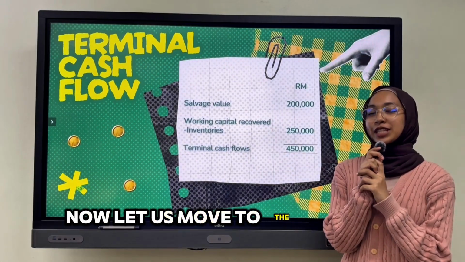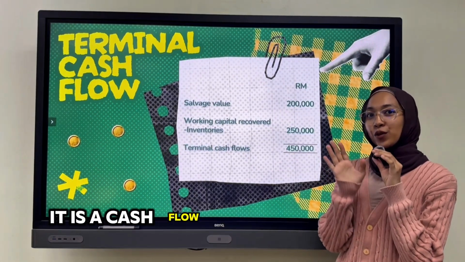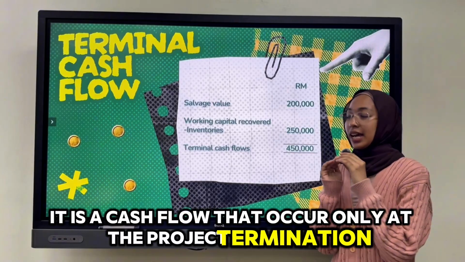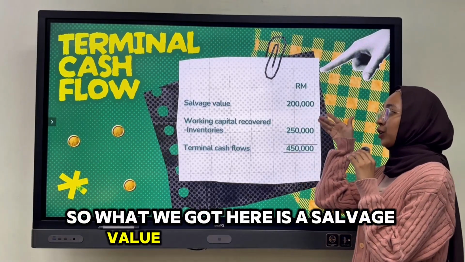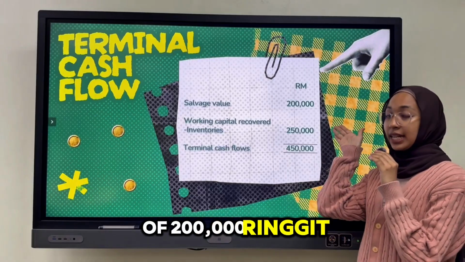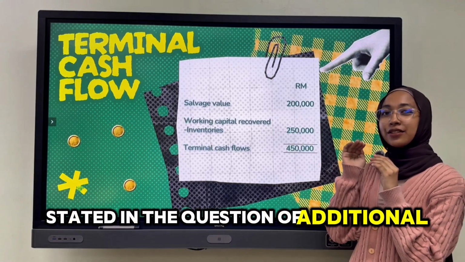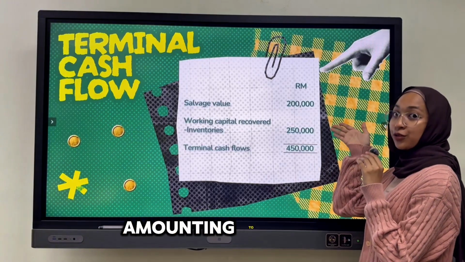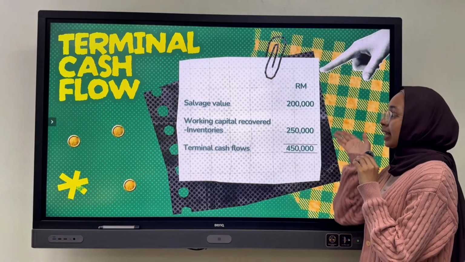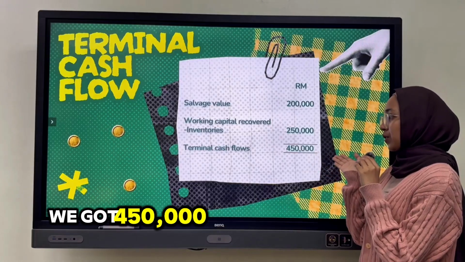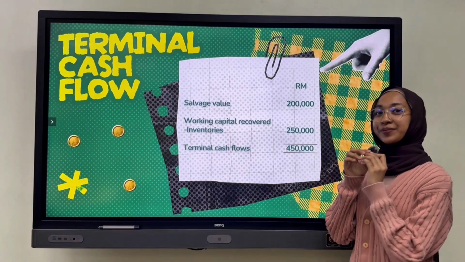So now let us move to the terminal cash flows. It is a cash flow that occurs only at the project termination. What we have here is a salvage value of the new machine of 200,000 ringgit, and then we add the working capital recovered, stated in the question as the additional investment in inventories, amounting to 250,000 ringgit. We total it out, and we get 450,000 ringgit of terminal cash flows.